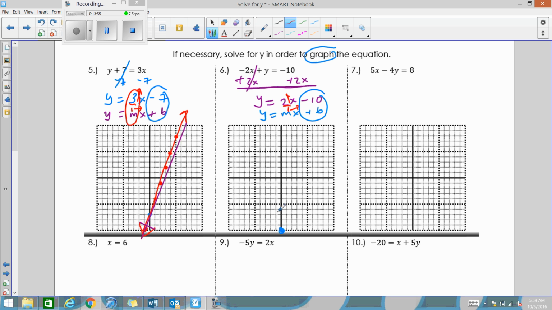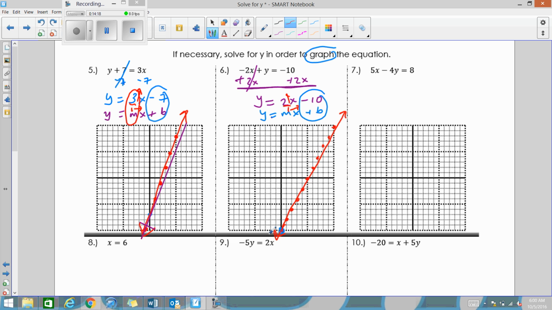All right. So from negative 10, I go up 2, right 1, up 2, right 1, and keep repeating. Look at this. So there's our line. We need to make sure that it extends in both directions.